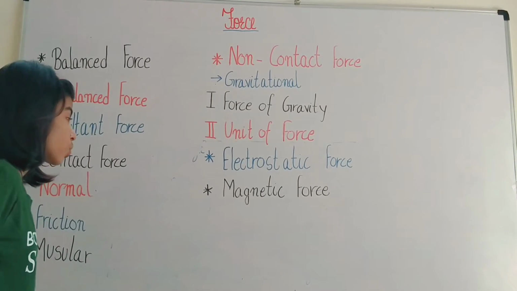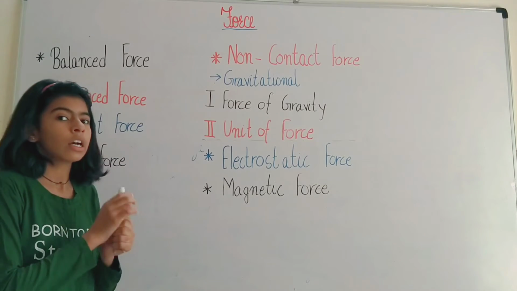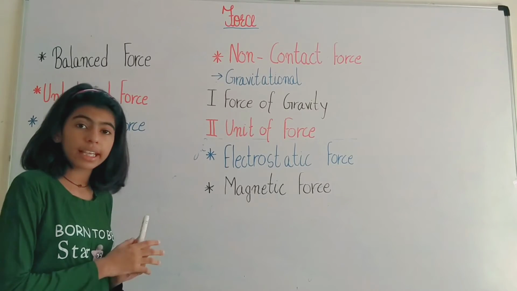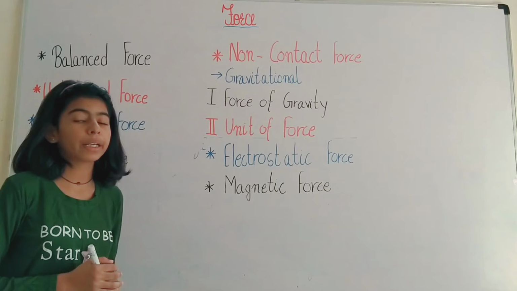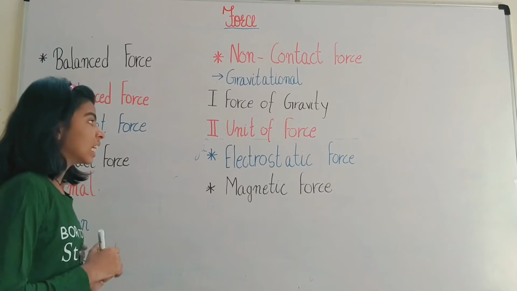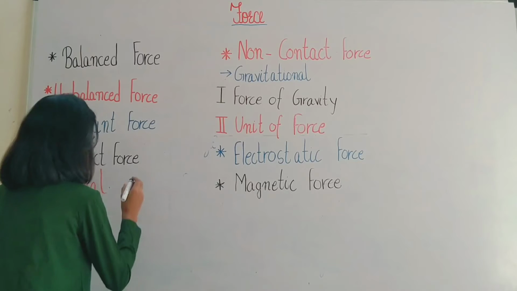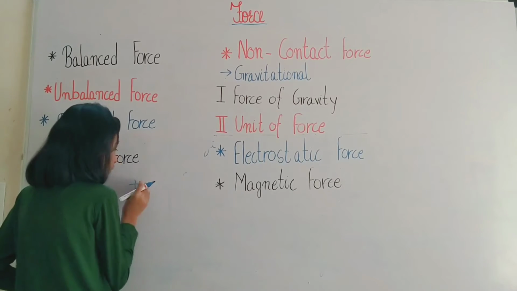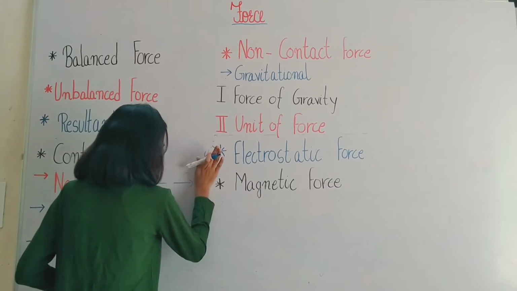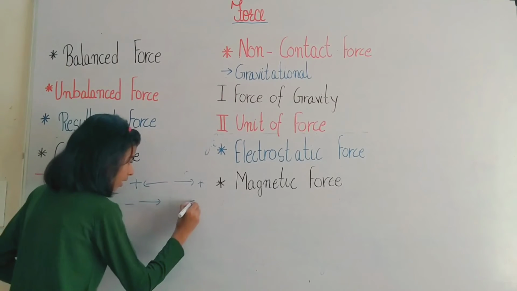So now next is electrostatic force. If a charged object is applying a force on another charged object or uncharged object, we call this the electrostatic force. It is used to separate the solid particles from the smoke released by the industries. So the electrostatic force can attract or repel. Just like a positive charged object will repel the positive one. Like charges repel and unlike charges attract.